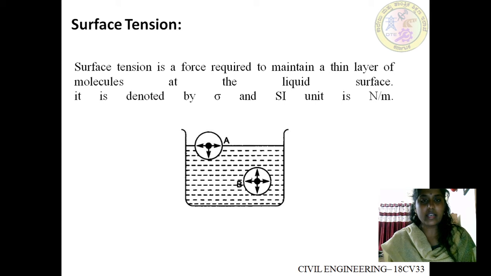A thin layer of molecules is formed because of the difference of forces above and below the surface. So, surface tension is that force required to maintain a thin layer of molecules at the liquid surface. It is denoted by the letter sigma. The unit of surface tension is Newton per meter.